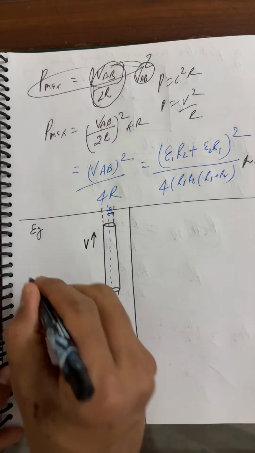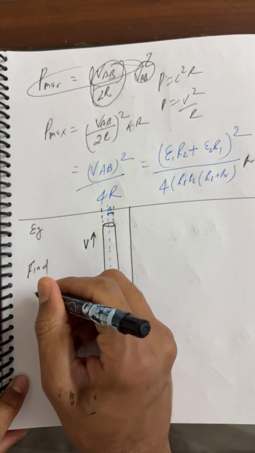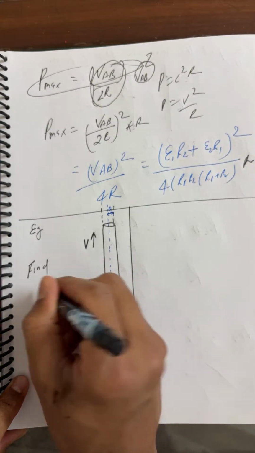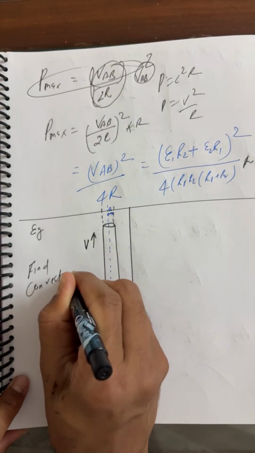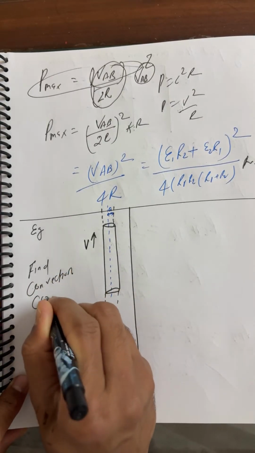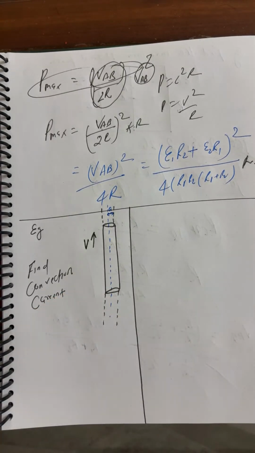Later, we have to find, students, find the convection current. Find convection current, right? Okay, so everyone come to the point here. Yes, beta, come to the point, everyone.